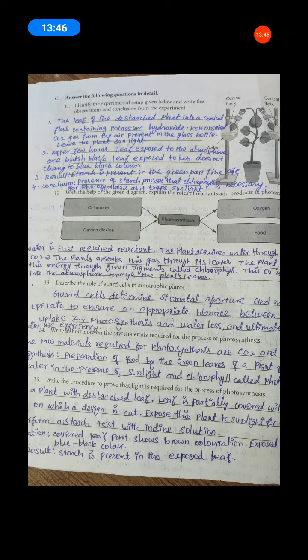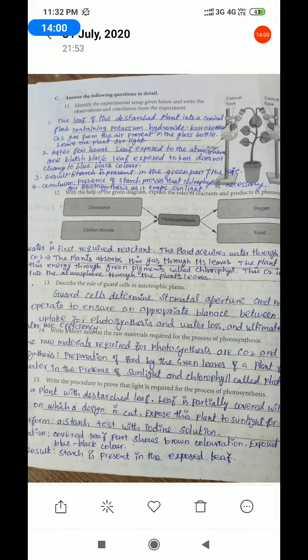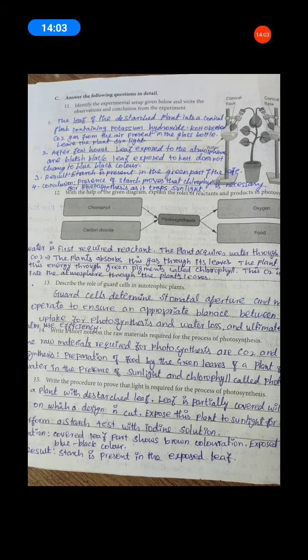Okay, next, 14th one. Write a short note on the raw materials required for the process of photosynthesis. The answer is, the raw materials required for photosynthesis are carbon dioxide and water. H2O means water. Photosynthesis is the preparation of food by green leaves. Photosynthesis means green leaves of a plant prepare their own food from carbon dioxide and water in the presence of sunlight and chlorophyll. Can you understand?